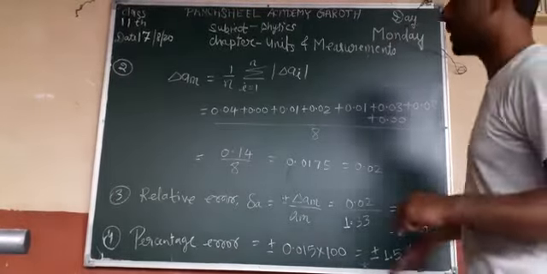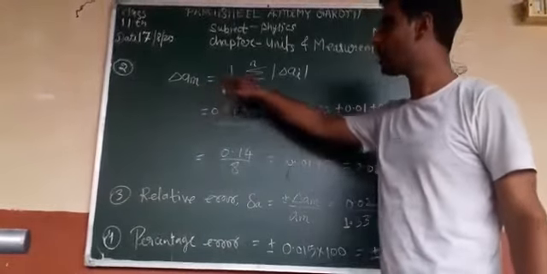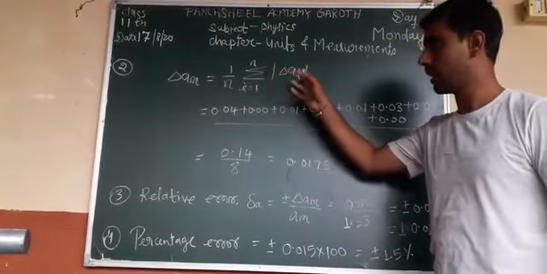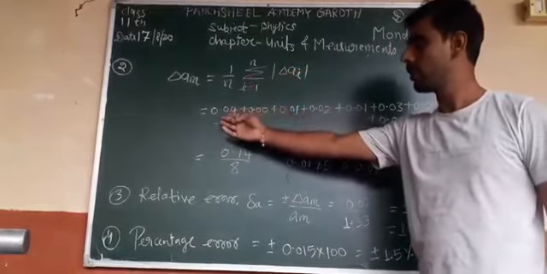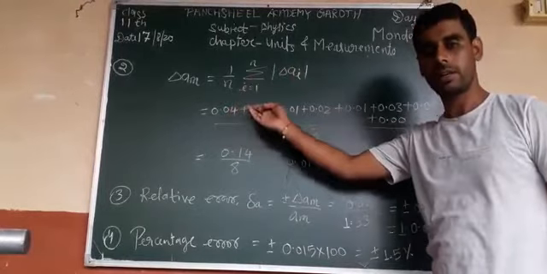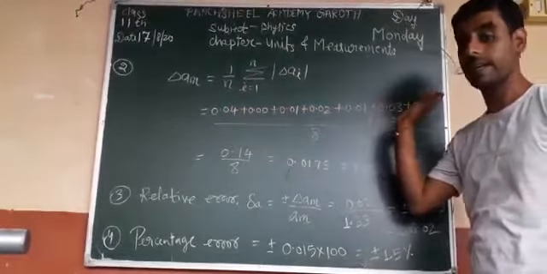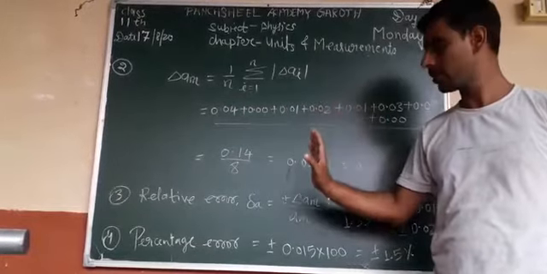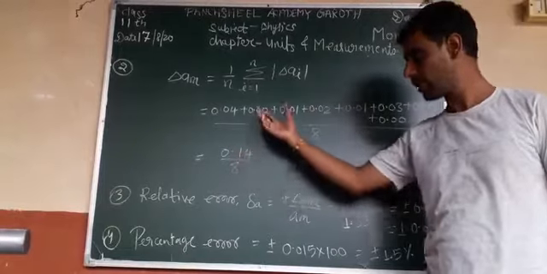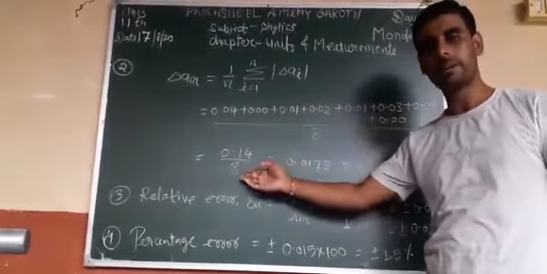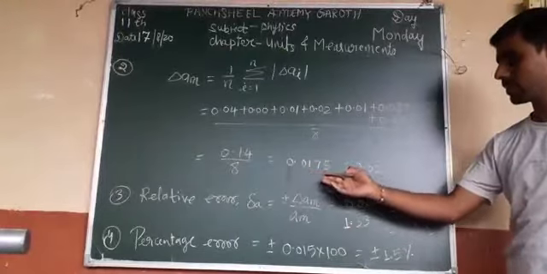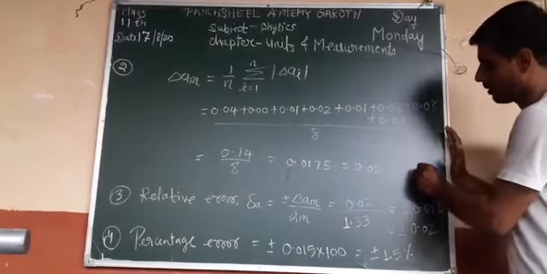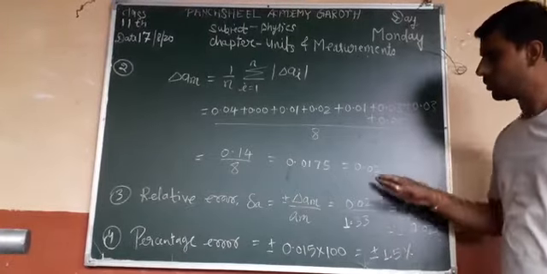Mean absolute error, delta A mean, what is the formula? 1 by n, i varying from 1 to n, mod of delta Ai. So put the values of delta A1, delta A2, delta A3 up to delta A8 divided by 8, because there are 8 observations. If we add these quantities and divide by 8, then we will get 0.175, or approximately, if we round off this quantity, 0.02.